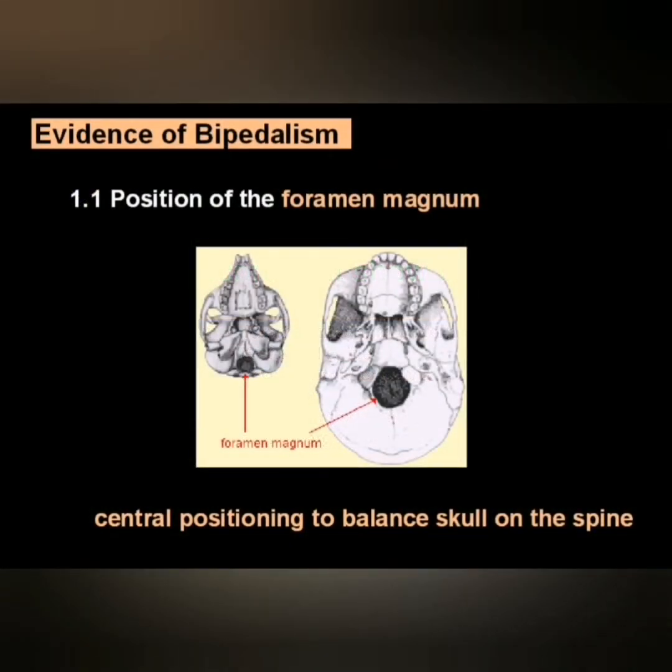The first one is the position of the foramen magnum. The foramen magnum is a hole or an opening at the base of the skull where the spine will go in.